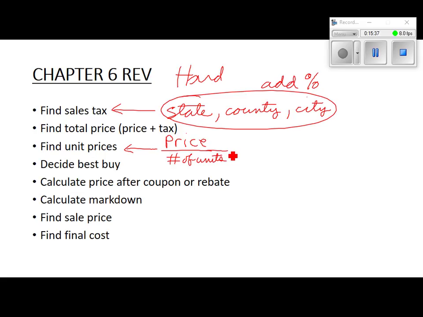Be able to decide the best buy. Lots of different ways to decide the best buy. One of them that we did was by finding the unit price and seeing which unit price was better. I know that when we were going over that, I said, okay, just because this one has the best unit price, that doesn't necessarily mean it's the best buy. Because if you're going to have to buy 1,000 of something, and that's the best price, and you're only going to use 2 of them, then it's probably not a good buy. But on the test, I don't want to know that. I don't want to know your opinion. I want to know mathematically which is the best buy.